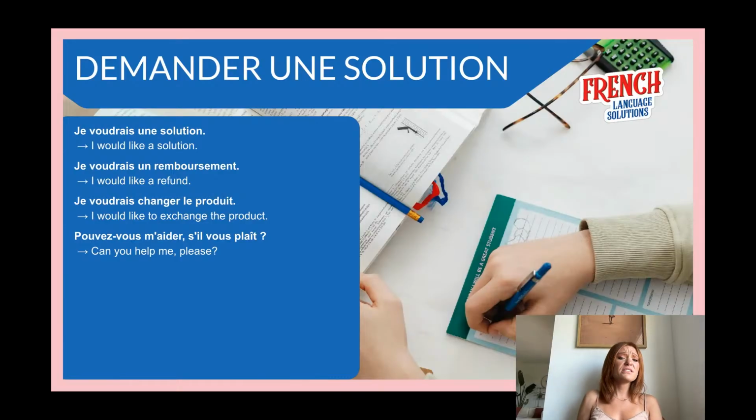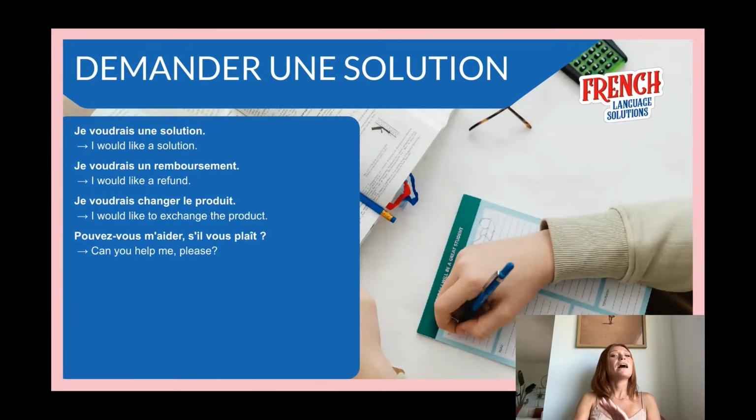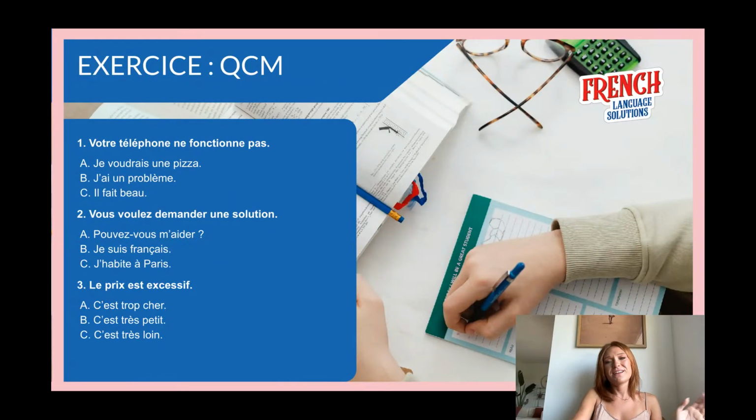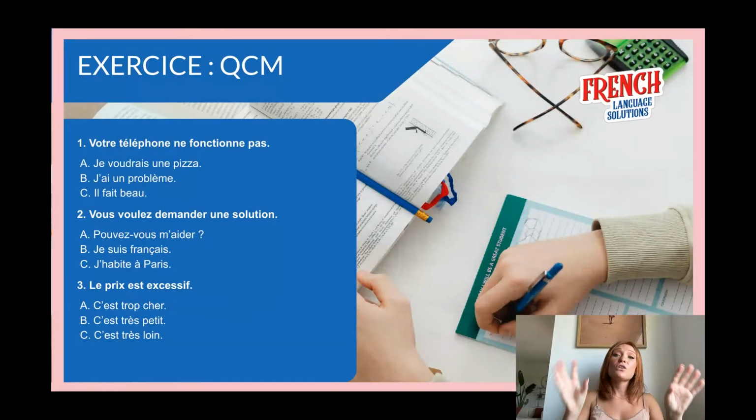Can you help me, please? Pouvez-vous m'aider, s'il vous plaît? This is super formal. Pouvez-vous m'aider? Can you help me? S'il vous plaît, please. Now it's super polite. You can ask that to everybody. Of course, they're going to help you. And that is pretty much it for the class.